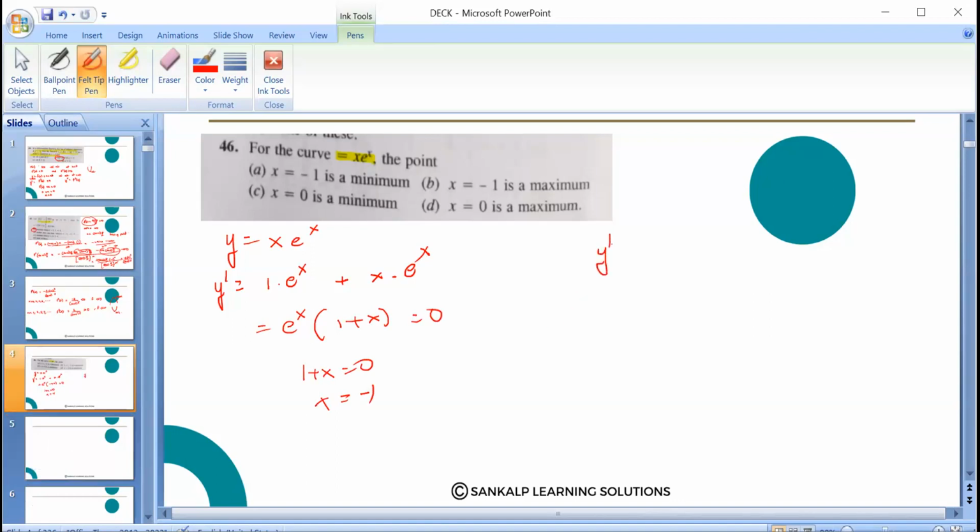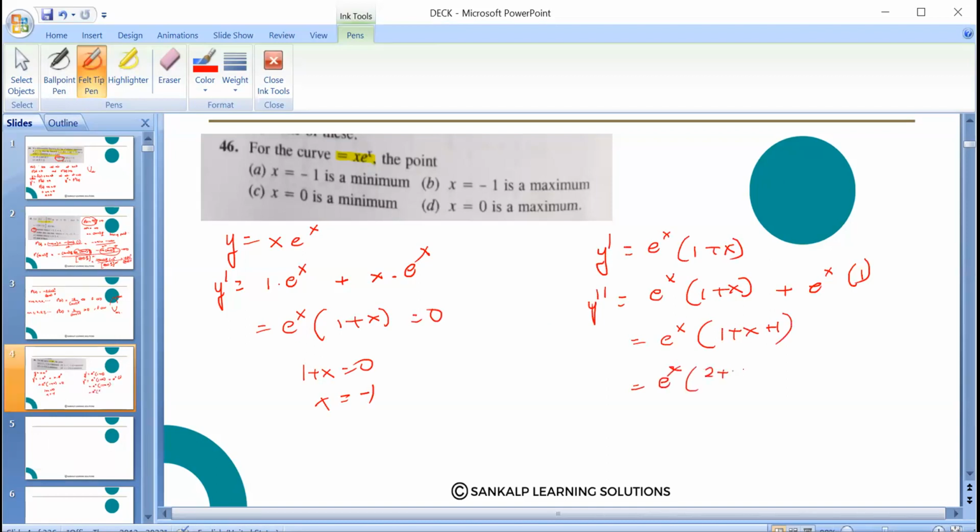Now, because you know that y dash is e power x into 1 plus x, y double dash by product rule: e power x derivative into 1 plus x plus e power x into 1 plus x derivative is 1. So taking e power x common, 1 plus x plus 1, or e power x common, 2 plus x.